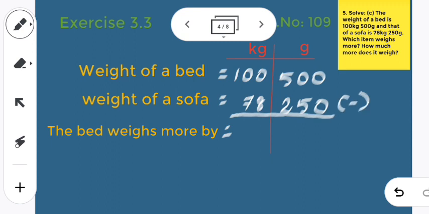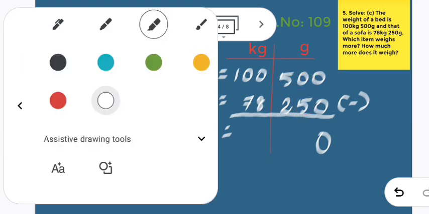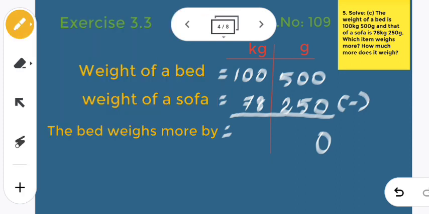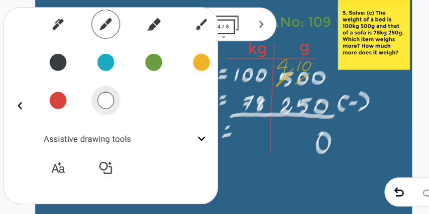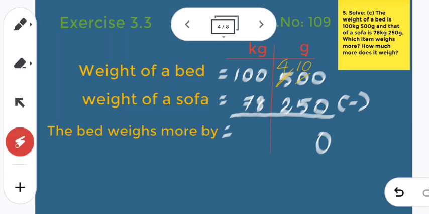So let's minus here. 0 minus 0, 0. And here we cannot minus, 0 is small, 5 is big, so we will borrow from here. When you borrow here, 4 will remain and that 1 will come here. So this will be 10. So 10 minus 5, it will be 5. Again here we have 4 minus 2, 2.